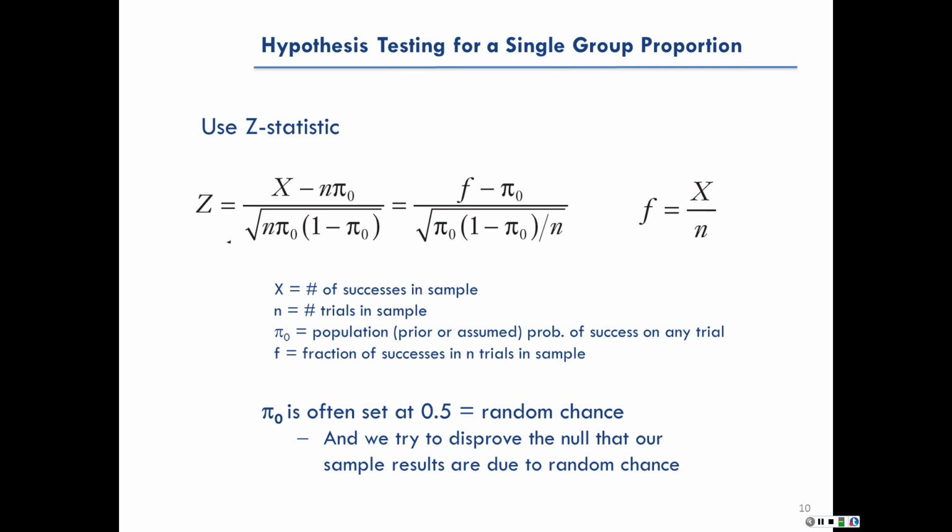Often we set pi naught equal to 0.5, which assumes random chance, right? If you have one of two possible outcomes, then without any prior knowledge, due to random chance, your chance of getting one outcome is 0.5. And so we're often trying to set that as the null hypothesis and then disproving that null hypothesis, that our sample results are due to random chance.